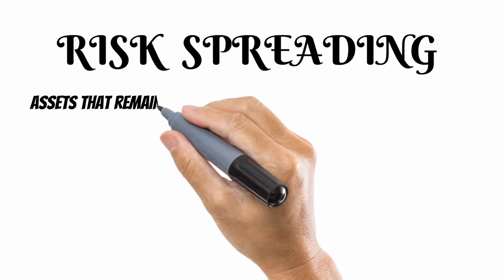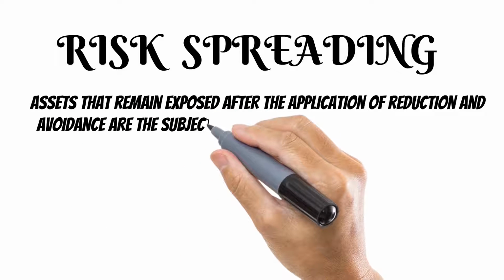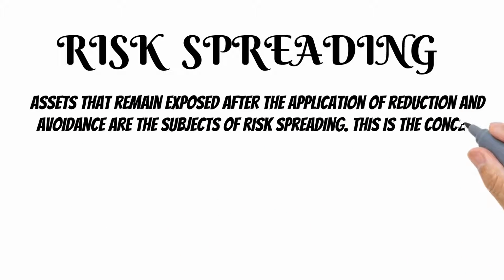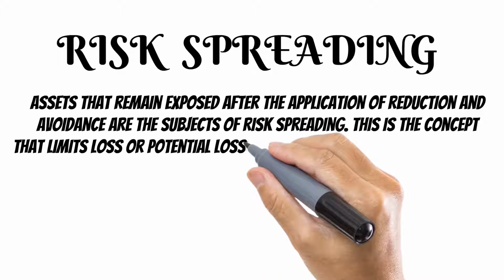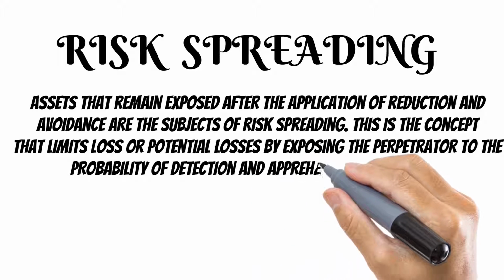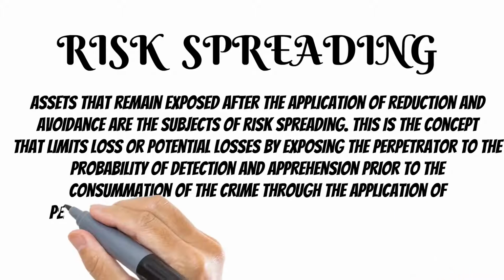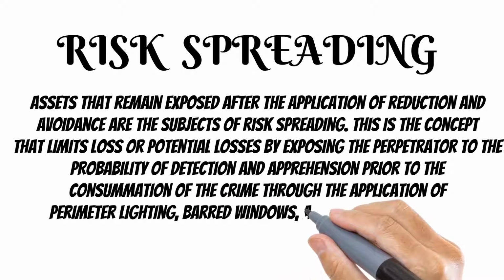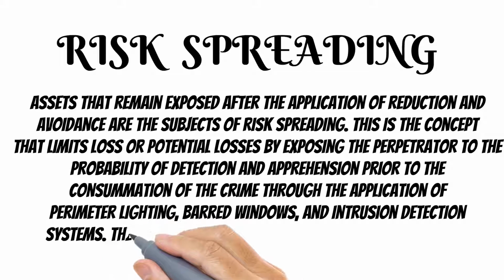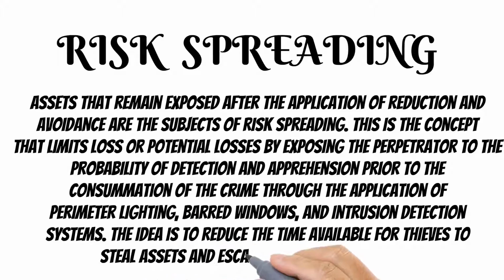Risk spreading. Assets that remain exposed after the application of reduction and avoidance are the subjects of risk spreading. This is the concept that limits loss or potential losses by exposing the perpetrator to the probability of detection and apprehension prior to the consummation of the crime through the application of perimeter lighting, barred windows, and intrusion detection systems. The idea is to reduce the time available for thieves to steal assets and escape without apprehension.